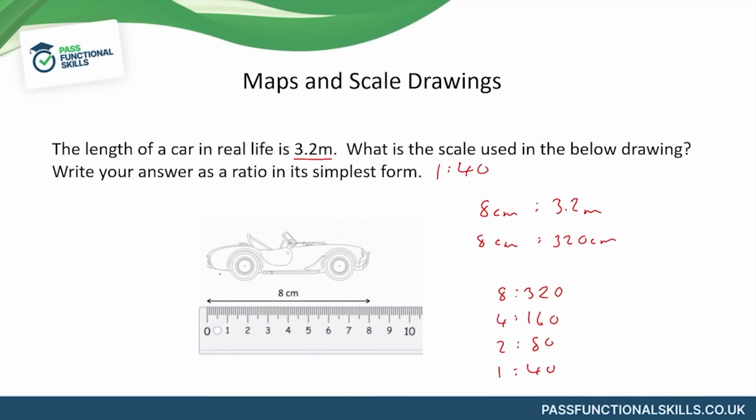So what that means is 1 centimetre on the scale represents 40 centimetres in real life. 1 inch on the scale represents 40 inches in real life. So the scale is 1 to 40.